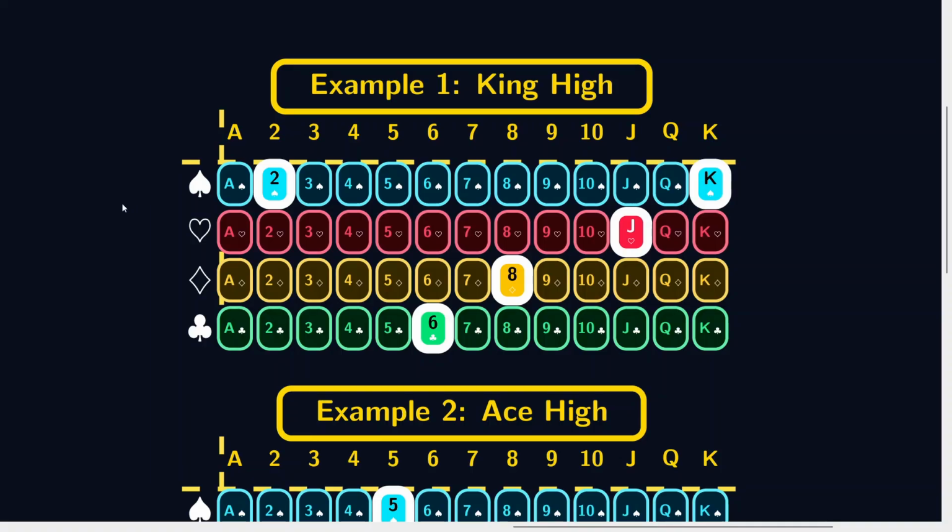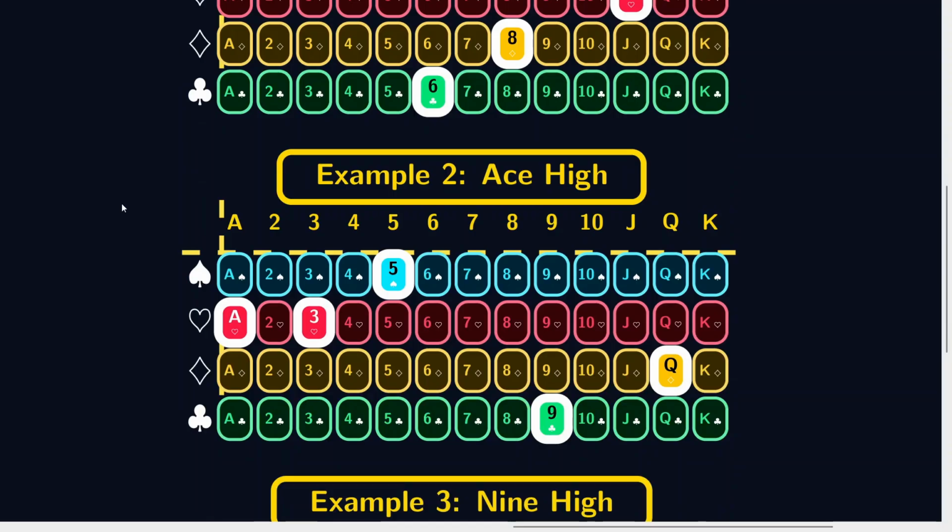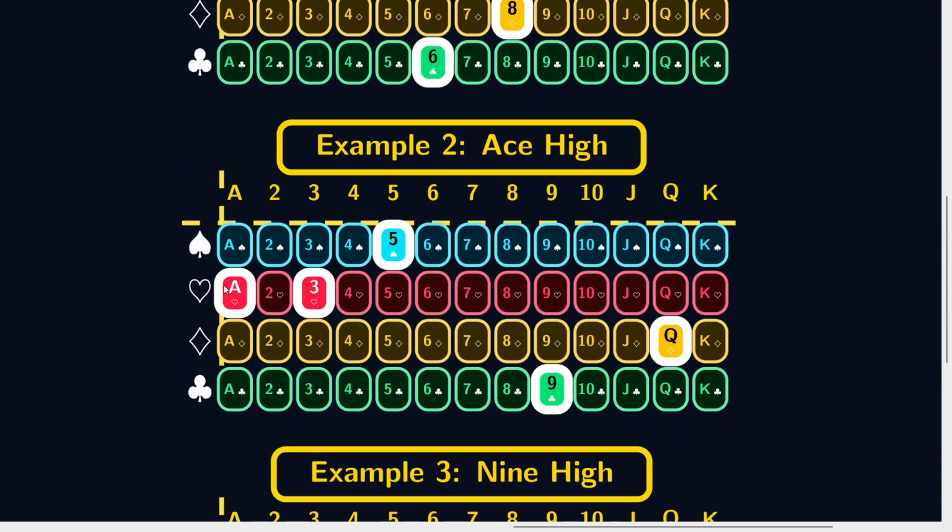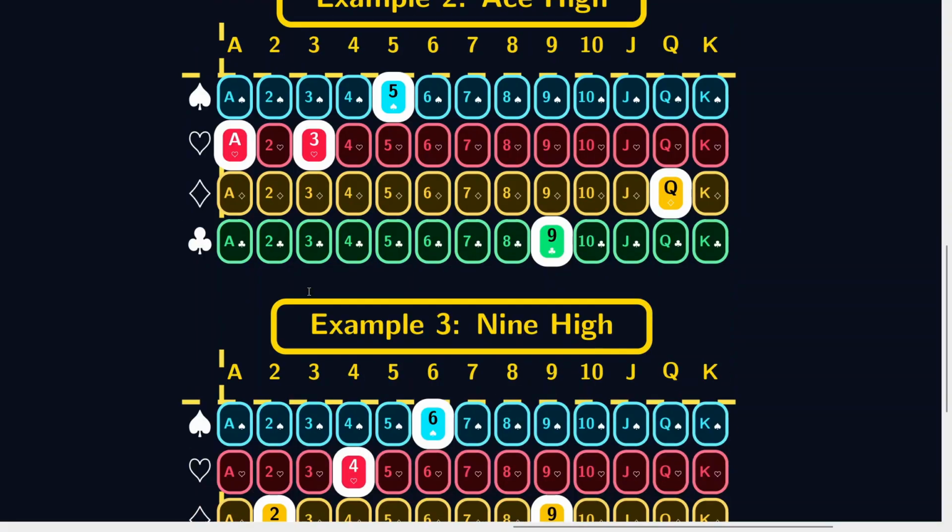The second example is an ace-high hand. The 5 highlighted columns are ace, queen, 9, 5, and 3. Ace to queen, a gap. Queen to 9, a gap. 9 to 5, multiple gaps. 5 to 3, a gap. Clearly non-sequential. And the rows are the ace of hearts, the queen of diamonds, the 9 of clubs, the 5 of spades, and the 3 of hearts. The rows vary throughout: hearts, diamonds, clubs, spades, hearts, with no uniformity. The third example is a 9-high hand.